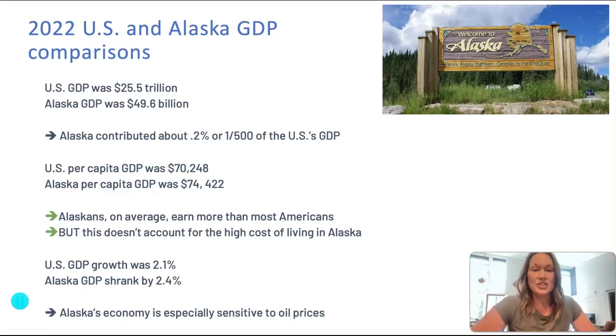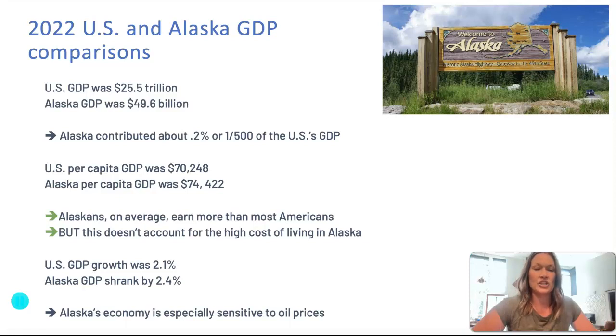US per capita GDP was about $70,000. Alaska per capita GDP was $74,000. So you see, on average, Alaskans earn more, or GDP per capita is higher in Alaska than the rest of the US, but that number also doesn't account for the high cost of living in Alaska.